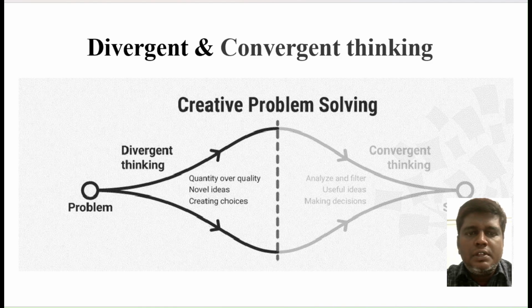As we said earlier, we can see in this diagram that in divergent thinking we have to create more solutions for a problem, while during convergent thinking, we have to analyze and filter the ideas, narrow down, and find the best solution or best suggested ideas.